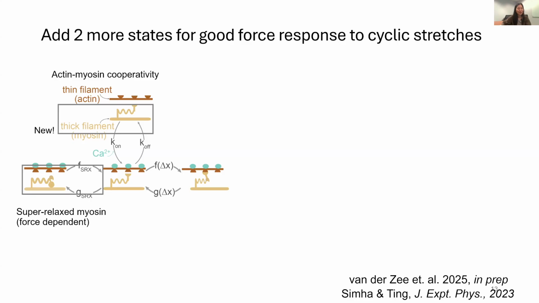For example, it is suggested that myosin can be in a super relaxed state, meaning that it is not ready to be bound. And myosin that is ready to be bound can transition into that super relaxed state by some other rate functions.